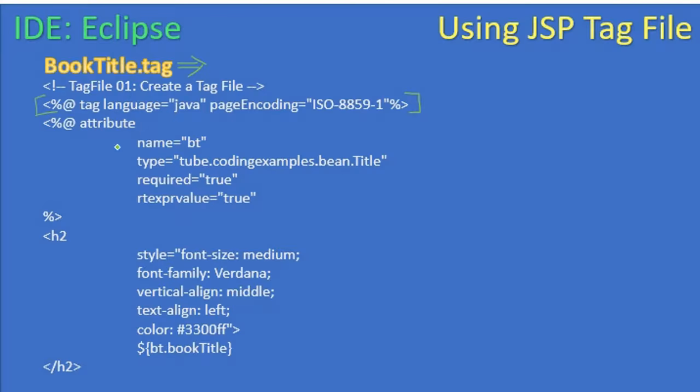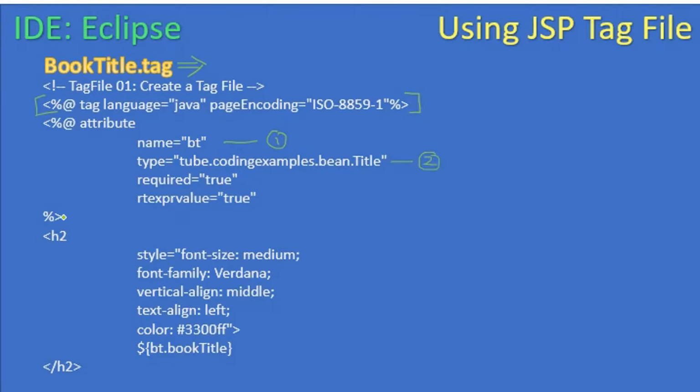Here in our case, if you see, we defined an attribute and the attribute name is BT, and the type is our TitleBean. So we saw this TitleBean multiple times. It contains 3 properties: book title, book type, and book price. So other stuff like required and rtexprvalue true, all this stuff we already saw in the TLD tag library descriptor itself. So much explanation is not required here.